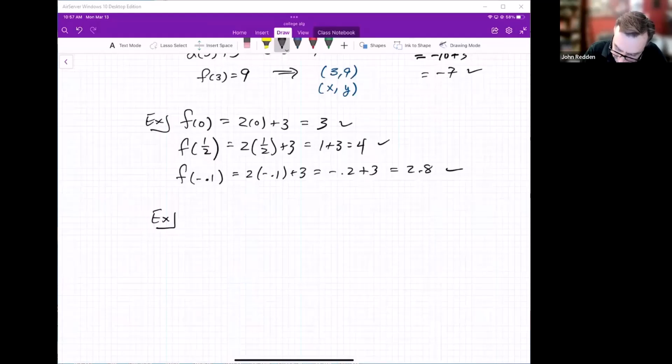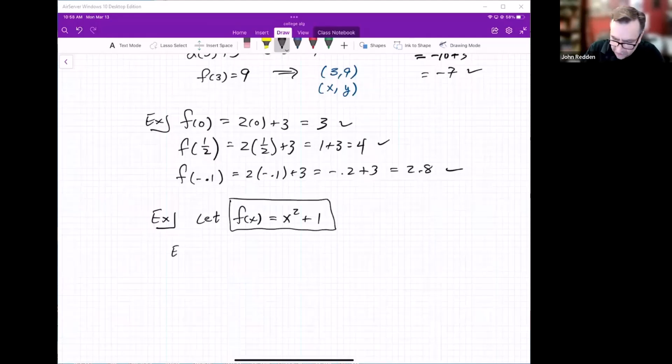So for example, let's say we let f of x equal some sort of quadratic like x squared plus 1. And so this is our definition. It might say, for example, to find f of 2. Okay, so if it says find f of 2, you just plug in 2 wherever you see an x. So that would be 2 squared plus 1, which is 5.